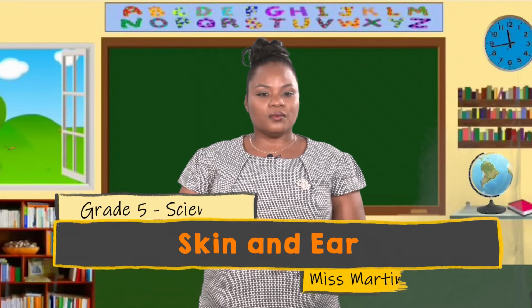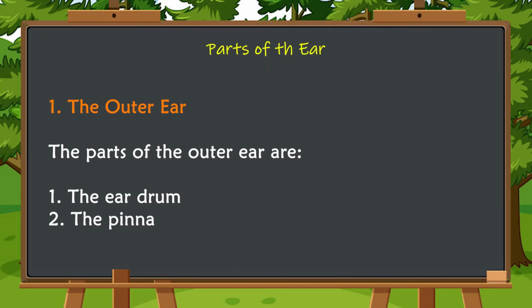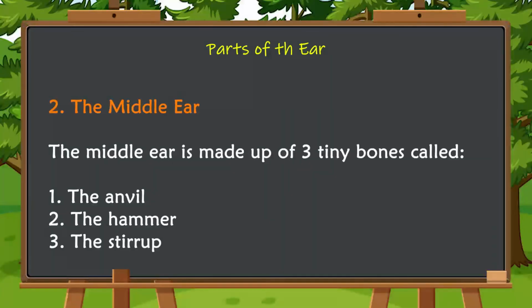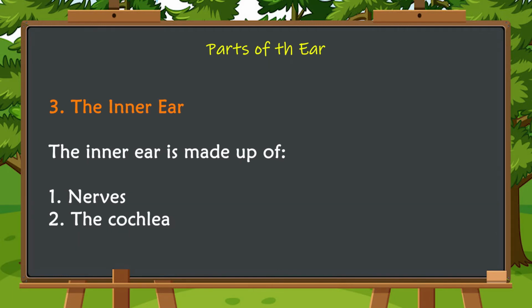Let us look now at the outer ear. The parts of the outer ear are the eardrum and the pinna. The middle ear. The middle ear is made up of 3 tiny bones called 1, the anvil, 2, the hammer, and 3, the stirrup. The inner ear. The inner ear is made up of nerves and the cochlea.